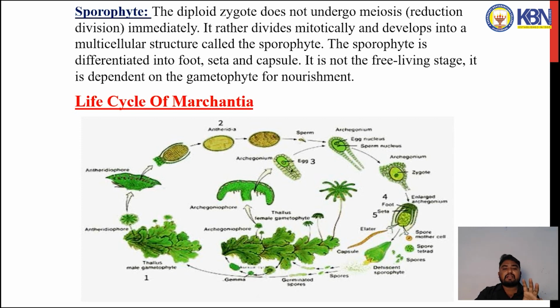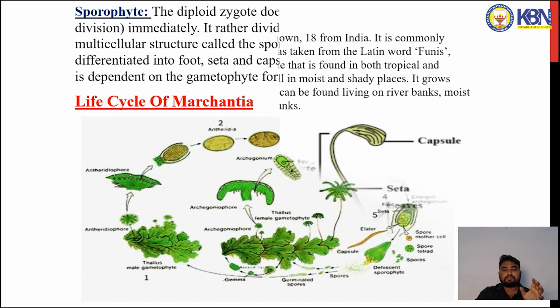This is the life cycle of Marchantia. See that this is the picture. The antheridiophore, antheridia, stems, archegonium; both form, and after fertilization they form the zygote. This is the gemma, which forms the thallus, male antheridiophore. It is the life cycle of Marchantia.